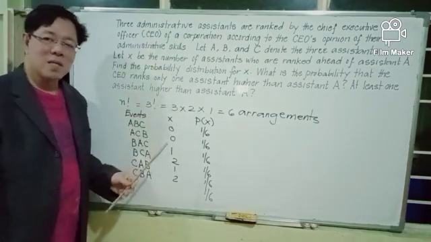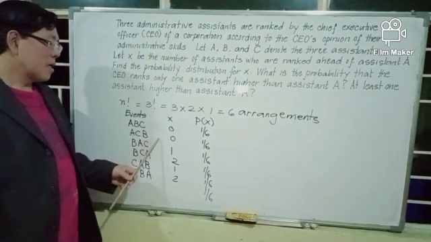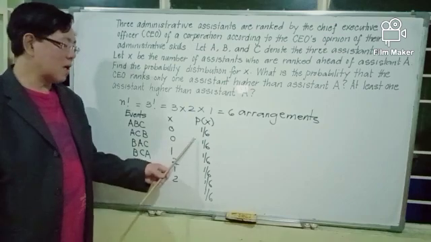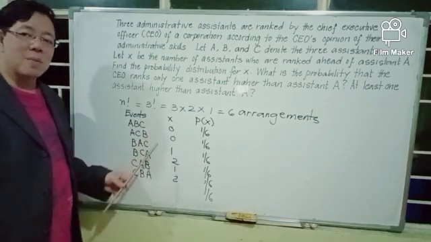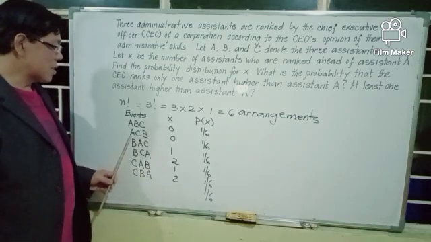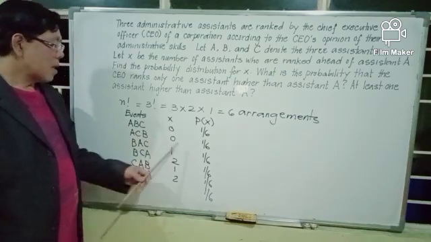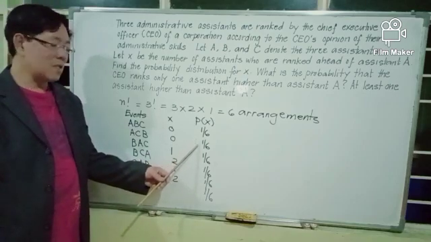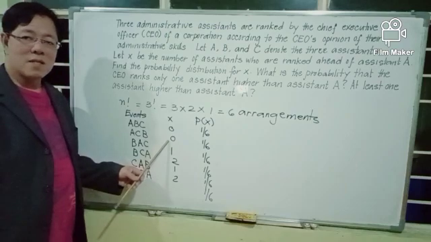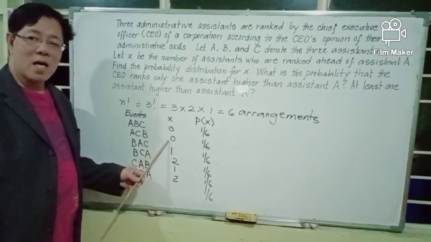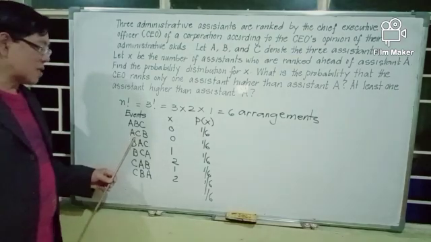The probability that the CEO will rank the 3 assistants in this order, A, C, B, has the same probability of 1 over 6. This is 1 out of 6 possible events. So the probability of this event ACB is 1 out of 6. And this 1 over 6 is the probability that the number of assistants ranked ahead of A is 0 for the arrangement ACB.